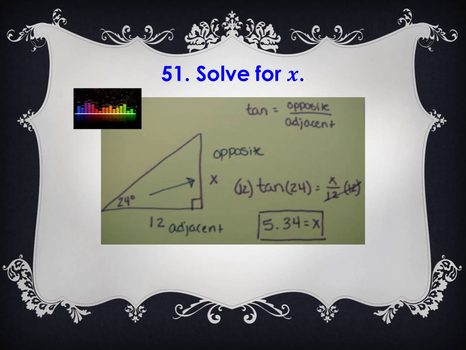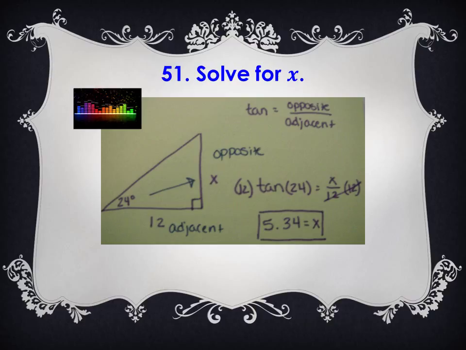In this problem we are given an angle. We are given the side that's adjacent to our angle, or next to our angle, and then we are trying to find the side that is opposite of our angle. The trig function that uses opposite and adjacent is tangent.